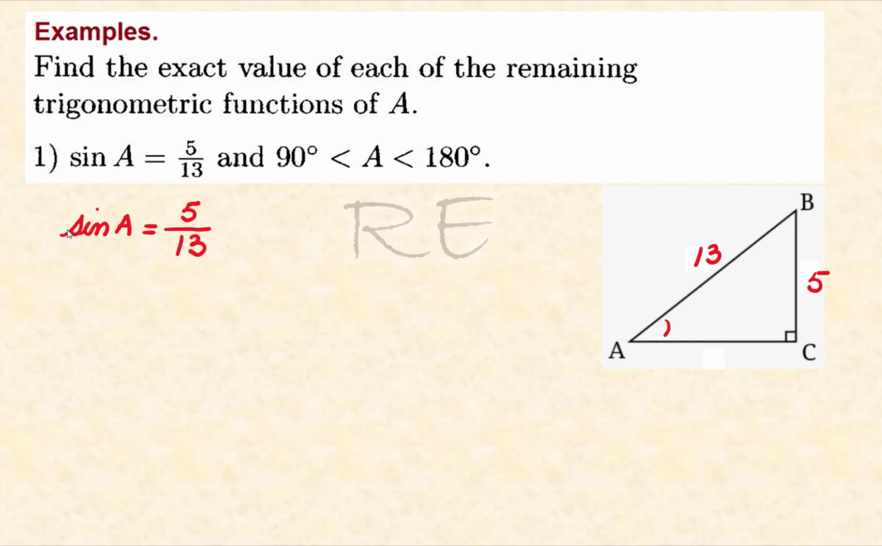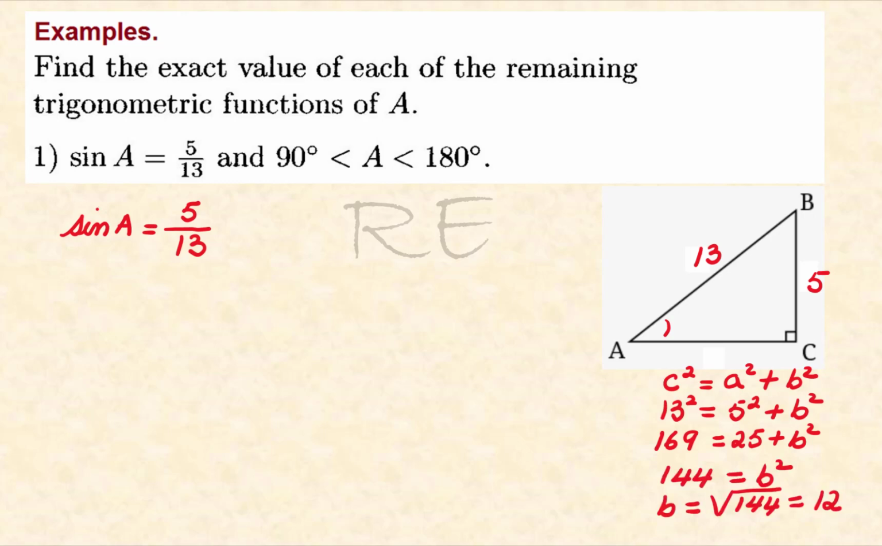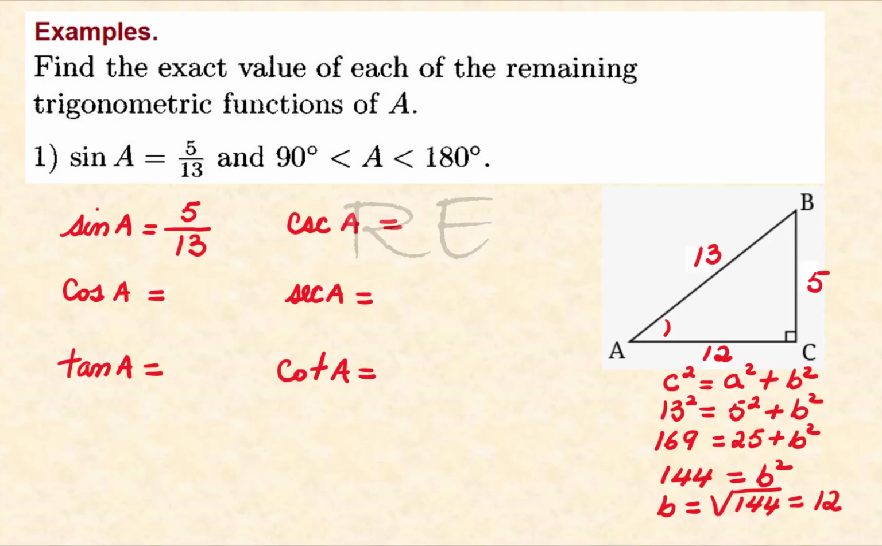Now the missing side will be found by using the Pythagorean theorem. C squared is equal to A squared plus B squared. 169 is equal to 25 plus B squared. B is equal to the square root of 144, which is 12. So we need to find cosine, tangent, cosecant, secant, and cotangent.